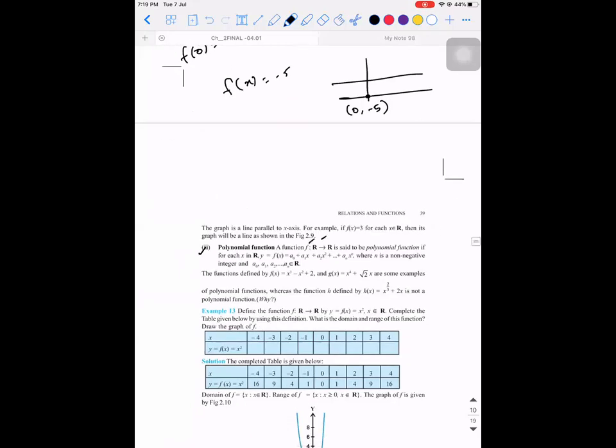Next is a polynomial function. So f, a function mapped from R to R, is said to be a polynomial function. You know what the general expression for a polynomial function is, right? It is a naught x power n plus a1 x power n minus 1, and so on. Have you learned this last year? So this is what we call a polynomial of which degree?